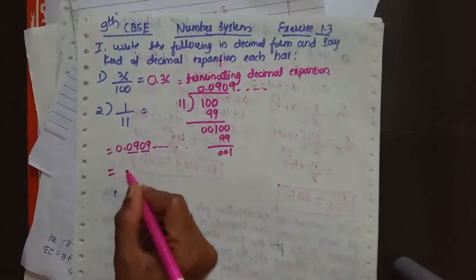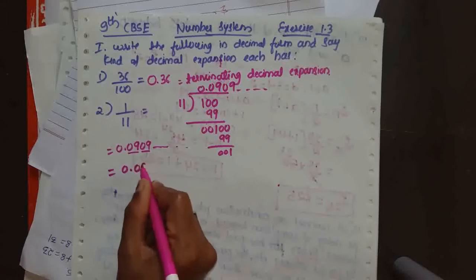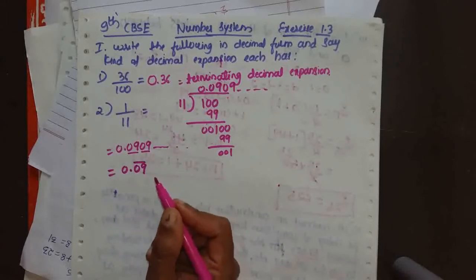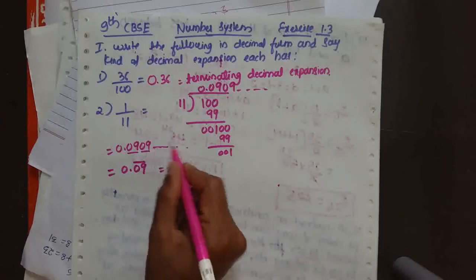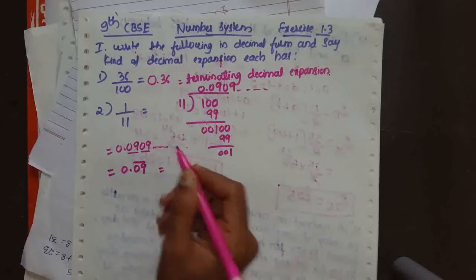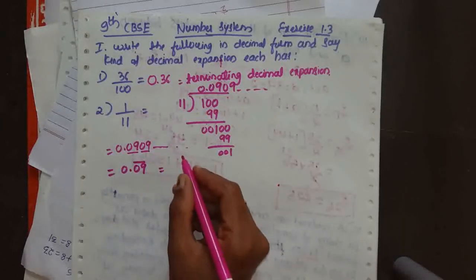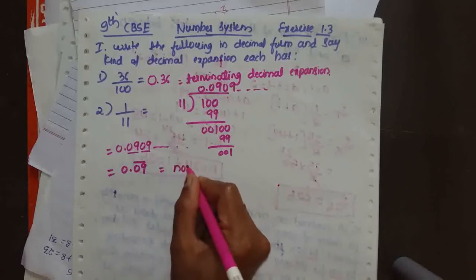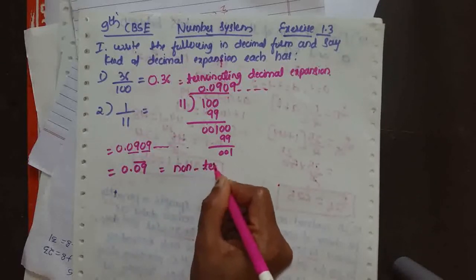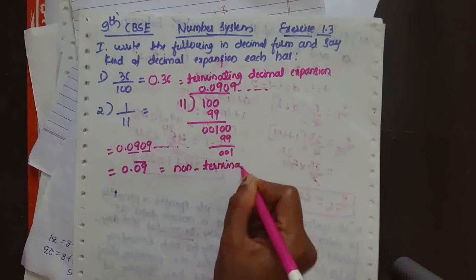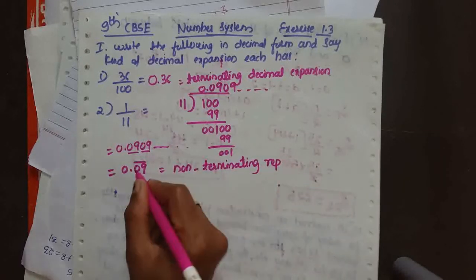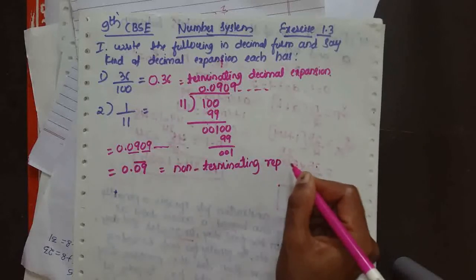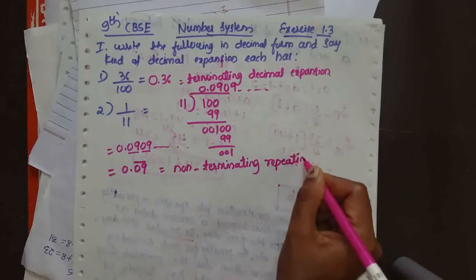So this can be written as 0.09 with a bar, the mark for repeats. This doesn't terminate. So that's why we call this non-terminating repeating. Yes, here 09 repeats, so that's why repeating.